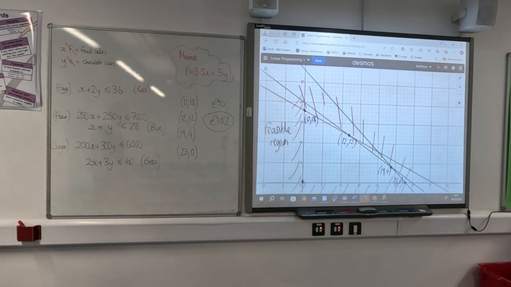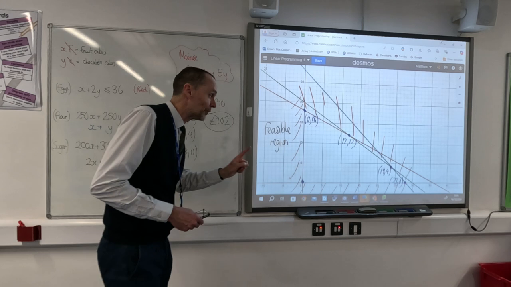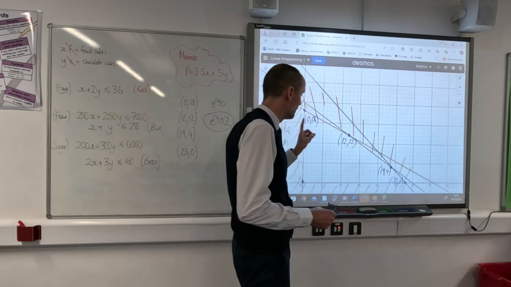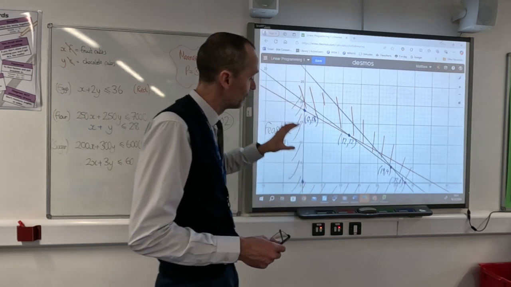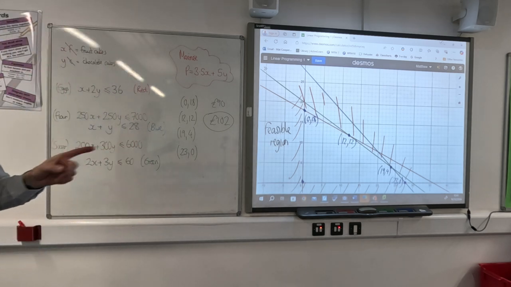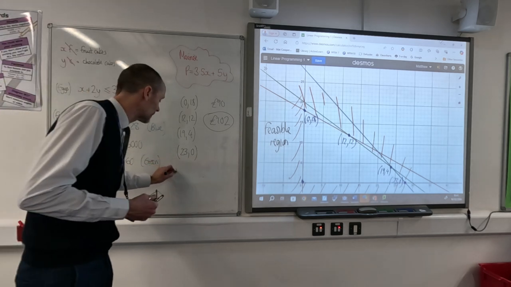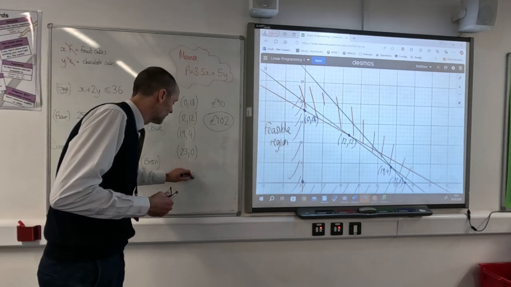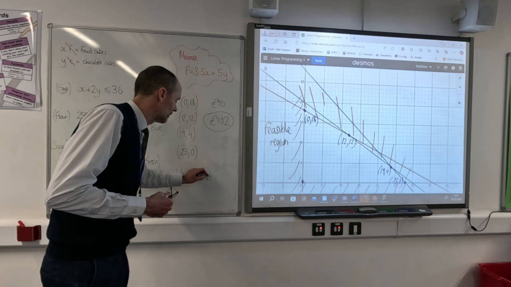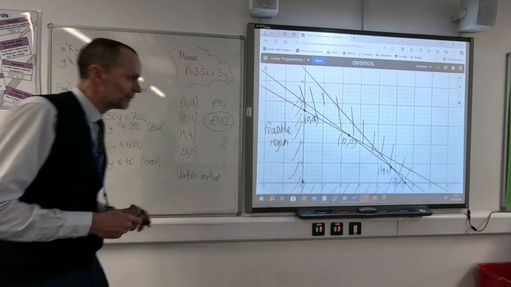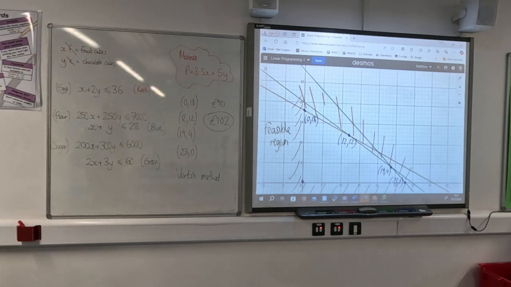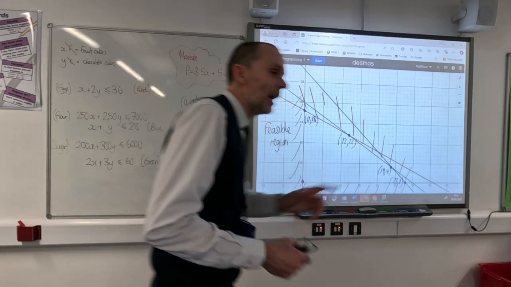It's important that you understand that the optimal solution to any linear programming problem will always be one of the corners of the feasible region. That's not the only way you can find the optimal solution, but this is referred to as the vertex method. It's by far my favourite. We will hopefully have time to look at the other method, but this is, I think, by far the easiest way of finding the optimum solution once you've got a feasible region.